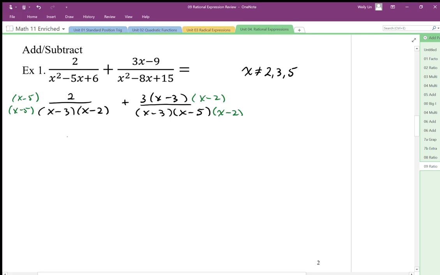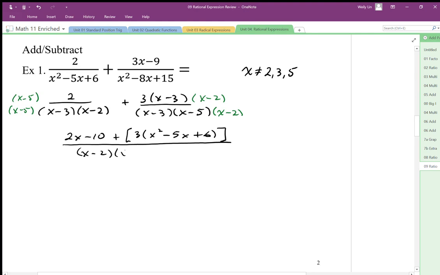So here we end up with 2x minus 10 plus, and I'm just going to put in brackets here just so I can keep track of everything, because we have to be more careful when there's a minus. But we're just going to add everything on this side. So we're going to end up with x squared minus 5x plus 6, and that's all over my lowest common denominator: x minus 2, x minus 3, x minus 5.